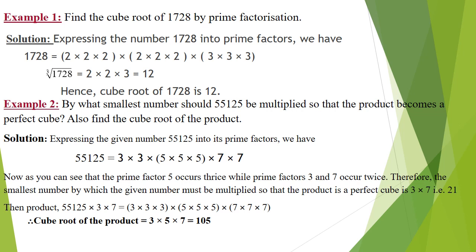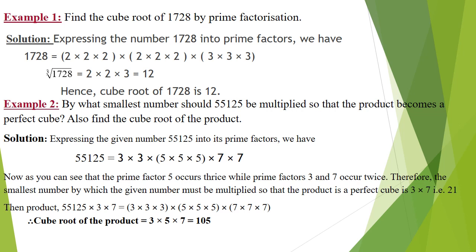Example 2 says, by what smallest number should 55125 be multiplied so that the product becomes a perfect cube? Also find the cube root of the product. We have also done similar kinds of questions in the previous lesson, which was finding the cube. Now how are we going to do the solution? You have to first express the given number into its prime factors.